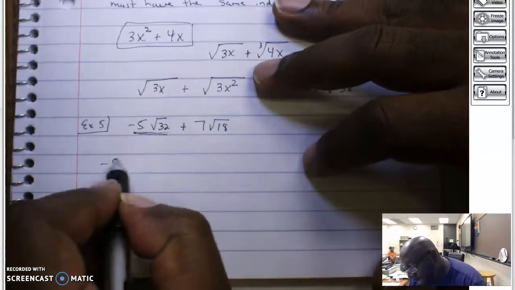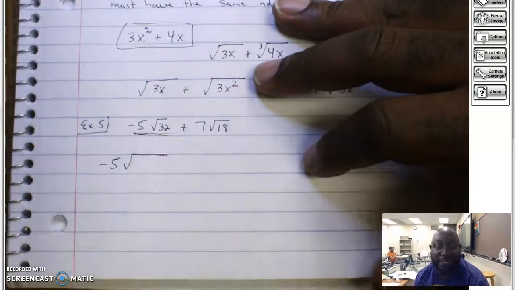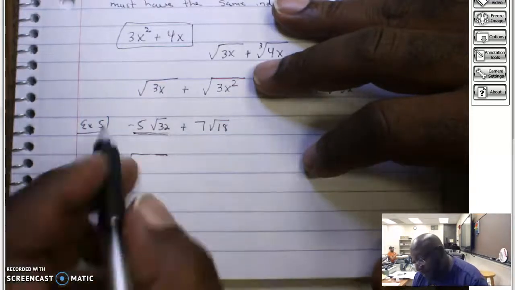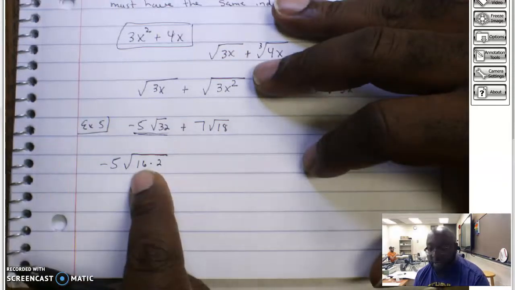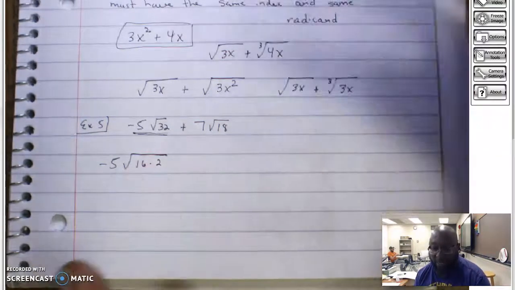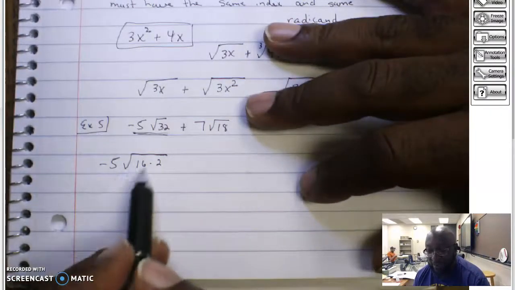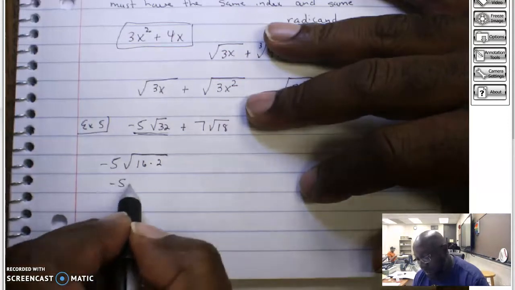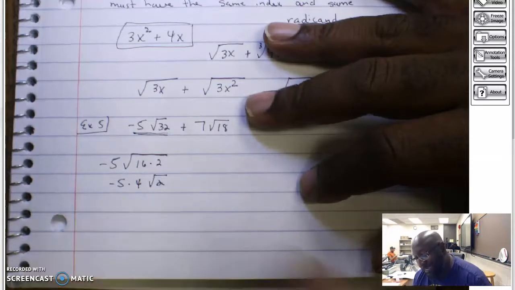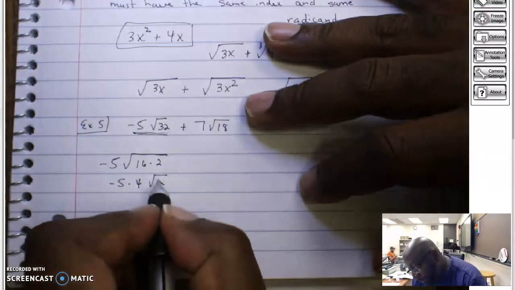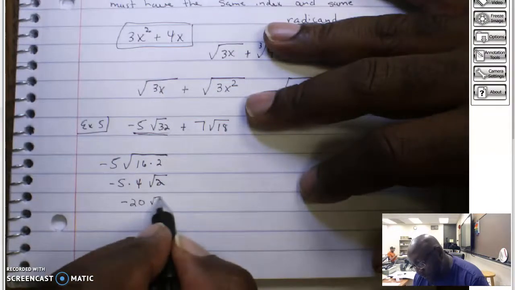So this is -5 times the square root of, and there's a perfect square in 32. Then we have 16. So 16 is a perfect square, and I don't want to have to keep breaking this up as a square root of 16 times the square root of 2. So I can actually take the square root of 16, which happens to be 4. And then I can't take the square root of 2, so that stays inside the radical. Then we multiply this. This gives me -20 square root of 2.